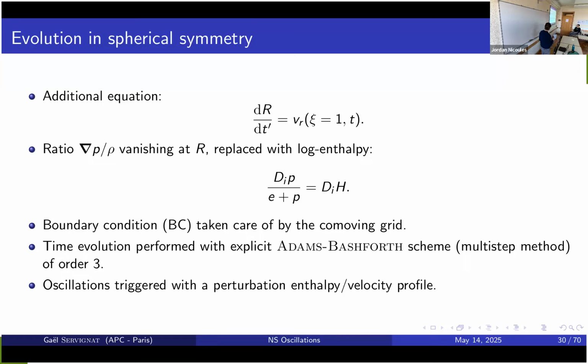Then another thing that we do, and that was already implemented in what I have shown, is that we use this enthalpy, because if you don't, you have a ratio of vanishing quantities, which is not good directly. And then we trigger this oscillation with a perturbation, which is arbitrary.